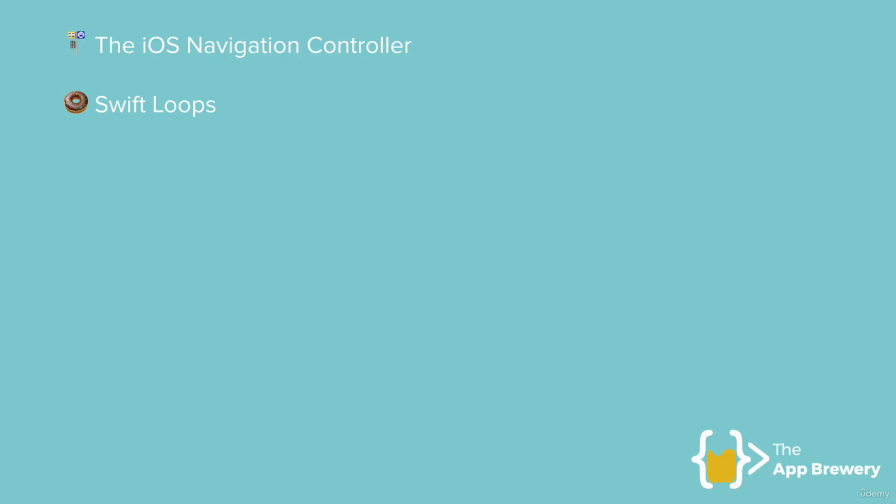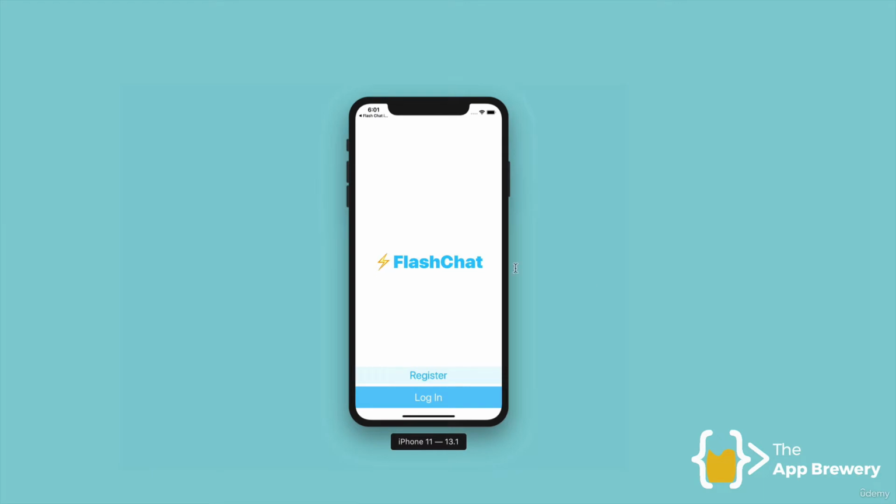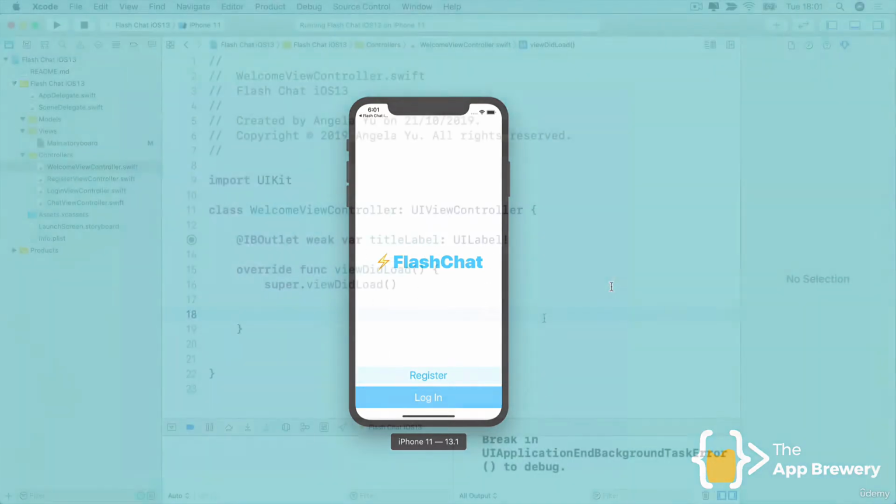All right, so the next thing that we want to do is create this animation. Notice how we've got all of the characters in our title label appear one by one, and it looks almost like we've got this typing animation, right? So how can we create this? Well, we'll need the help of something called a loop.